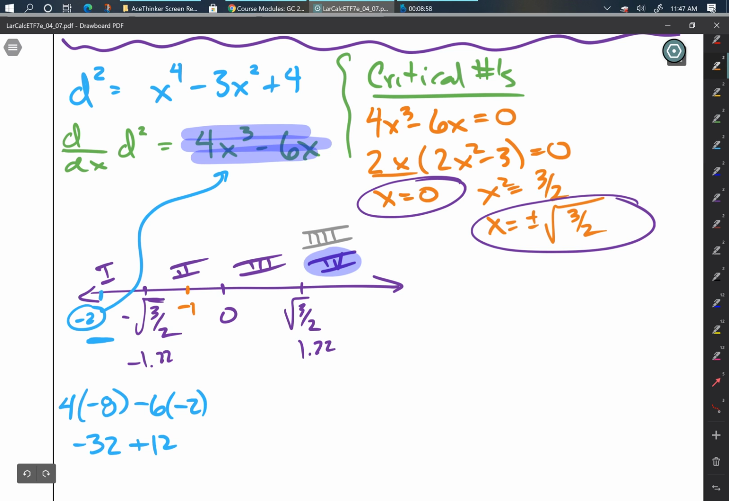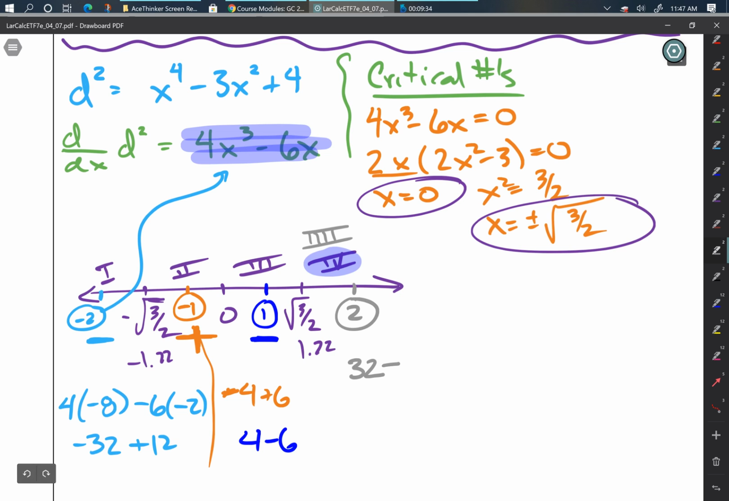I'm just going to use negative 1. That's going to be negative 4 plus 6, so that's going to be positive. Now I'll use positive 1 for interval number 3. That is 4 minus 6, so that's going to be negative. Okay. Interval number 4, I'll use 2. 4 times, that's going to be what? 32 minus 12, so that's going to be positive.